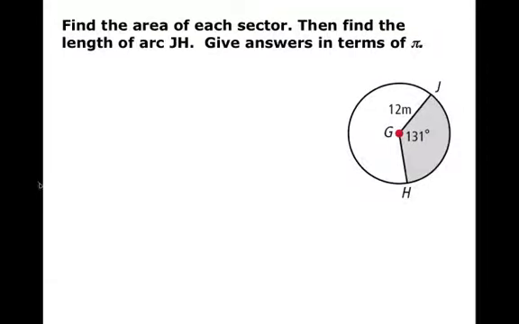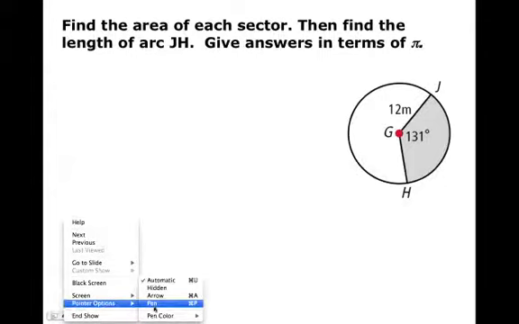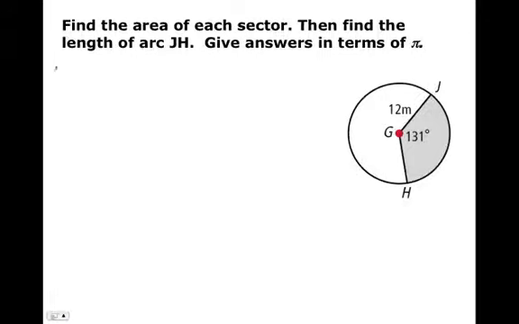We're going to find the area of the sector. Then we're going to find the length of arc JH. We're going to leave our answers in terms of pi. So in order to find the area of the sector, remember I have to start with the area of the circle and multiply by the fraction of the degrees of the circle.